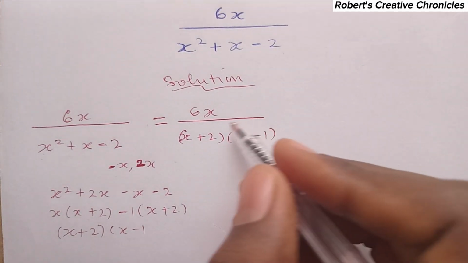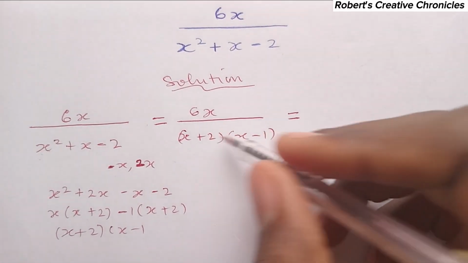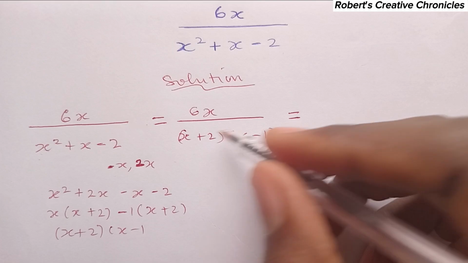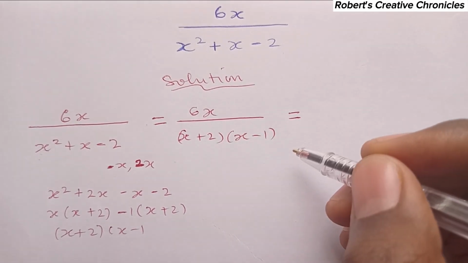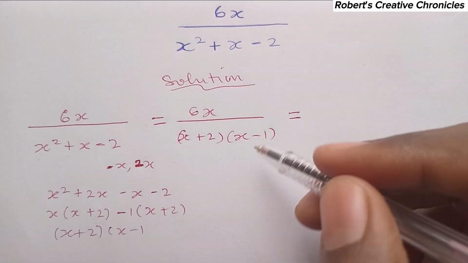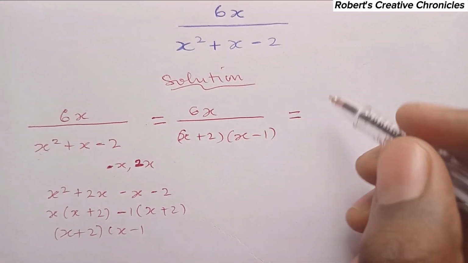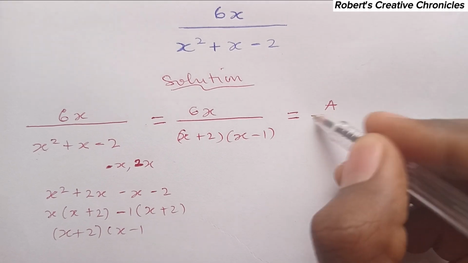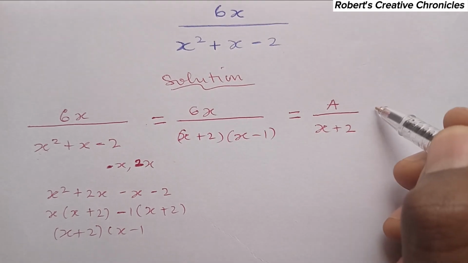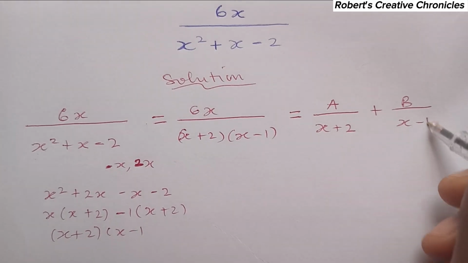So now we'll equate this to partial fractions. Since these are linear factors and they are different, we don't need to use the other methods. There's no repeated linear factor. It's easy. We can just say A over x plus 2 plus B over x minus 1.